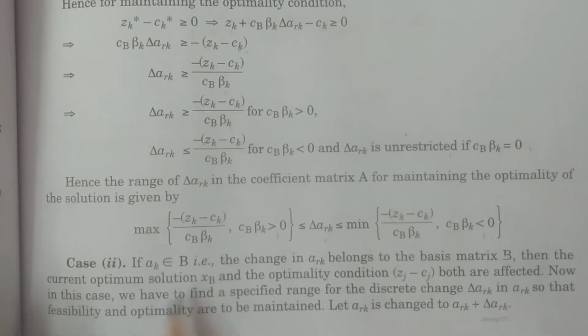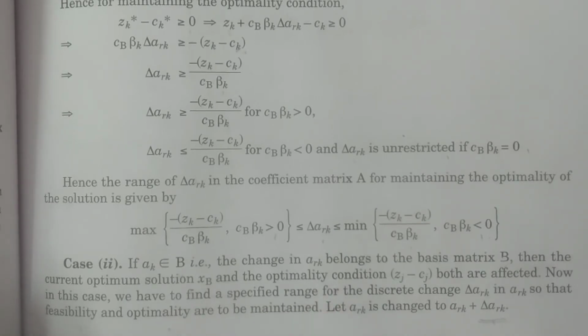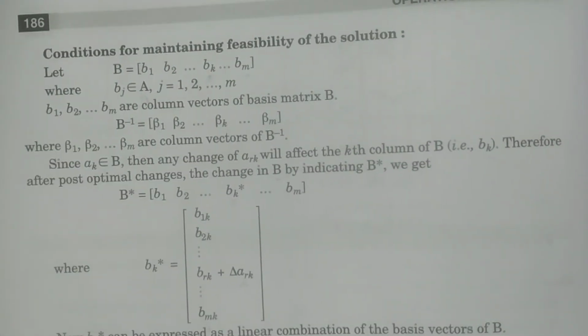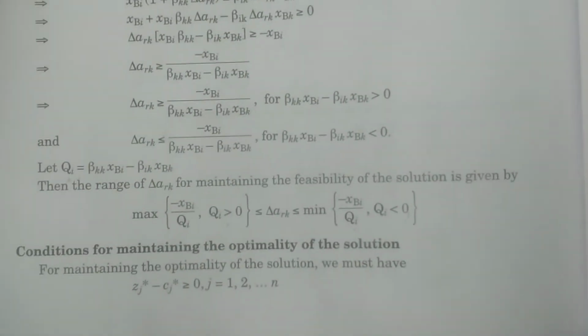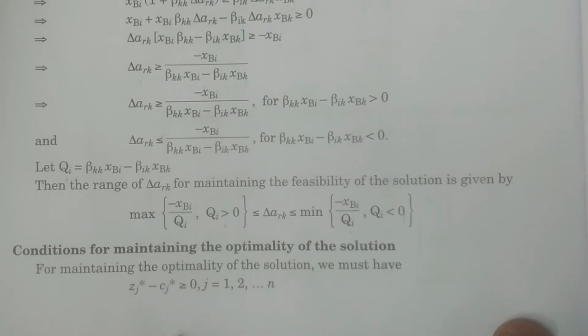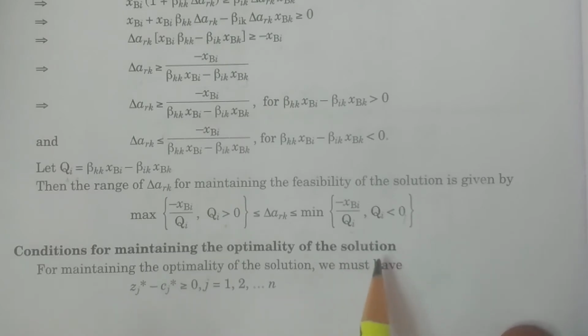in the sense of optimum solution, feasibility XB and optimality are going to be maintained for any kind of discrete changes in ARK, that is delta ARK. I have already discussed the feasibility, and probably you can easily follow that. The condition for maintaining the feasibility I have already discussed, and now I discuss the condition for maintaining the optimality. This is today's topic: the condition for maintaining the optimality of the solution.